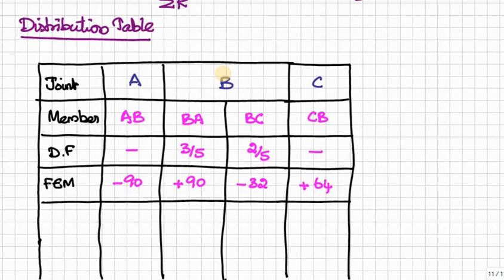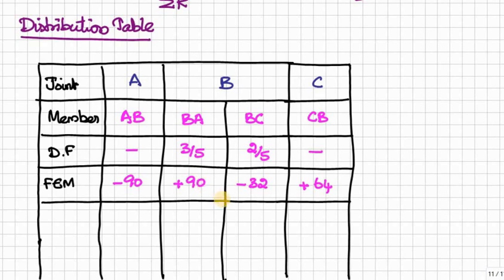But we have different loading condition, and assuming all supports are fixed initially, that's why we have this moment. For BA plus 90 moment, for BC member we have minus 32. If you sum up these two, because both are at joint B, if you sum up these two algebraically, we will have some balance moment, which is not accepted in equilibrium condition.